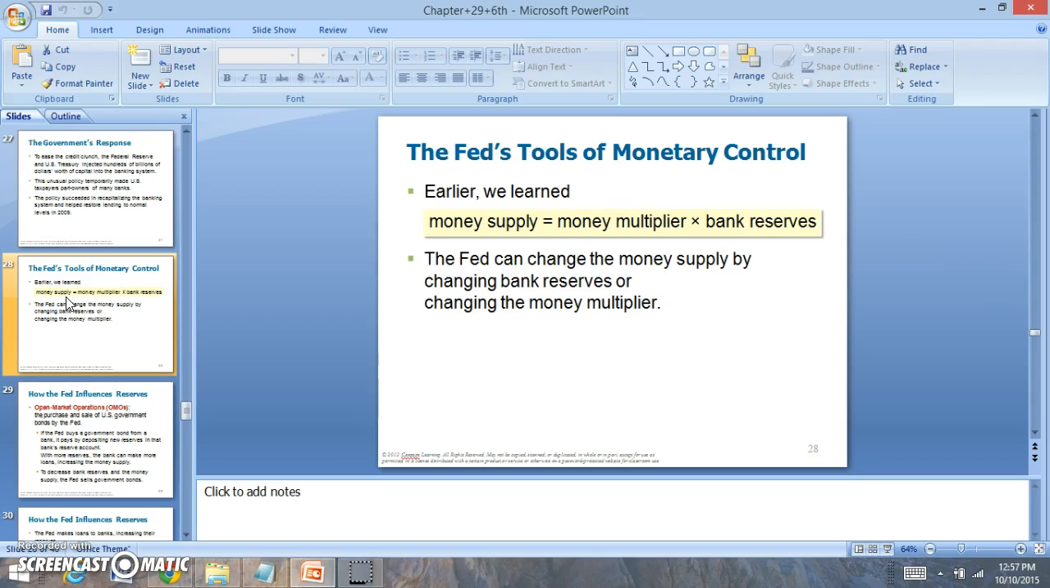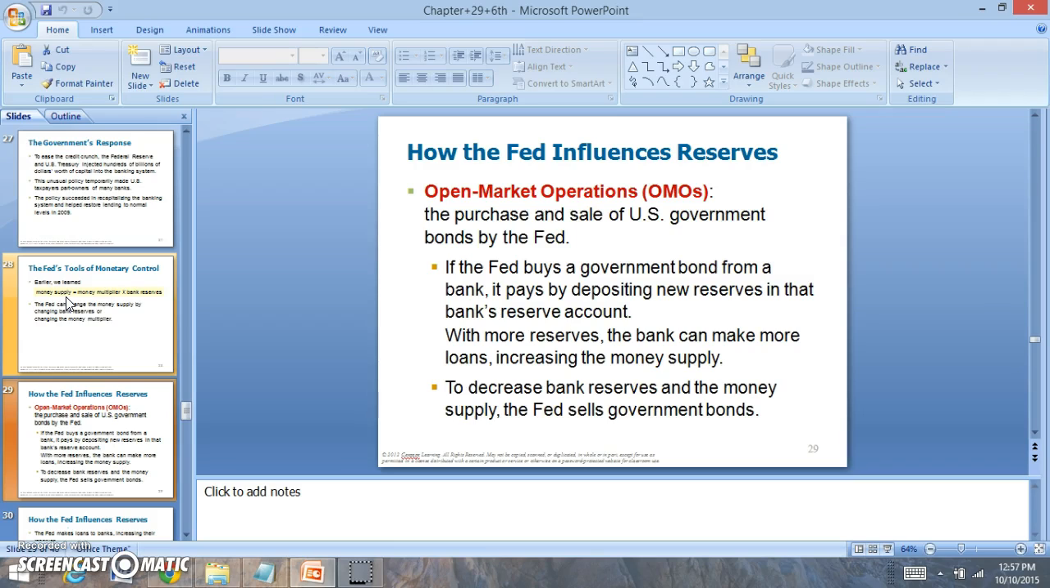Now, when we look at monetary controls, one of the key things is that the Fed can influence monetary controls through changing the bank reserves or the money multiplier. Open market operations is where the Fed will buy and sell government bonds. When they buy and sell government bonds, these changes in the money supply will cause variations, and these variations are important to evaluate.